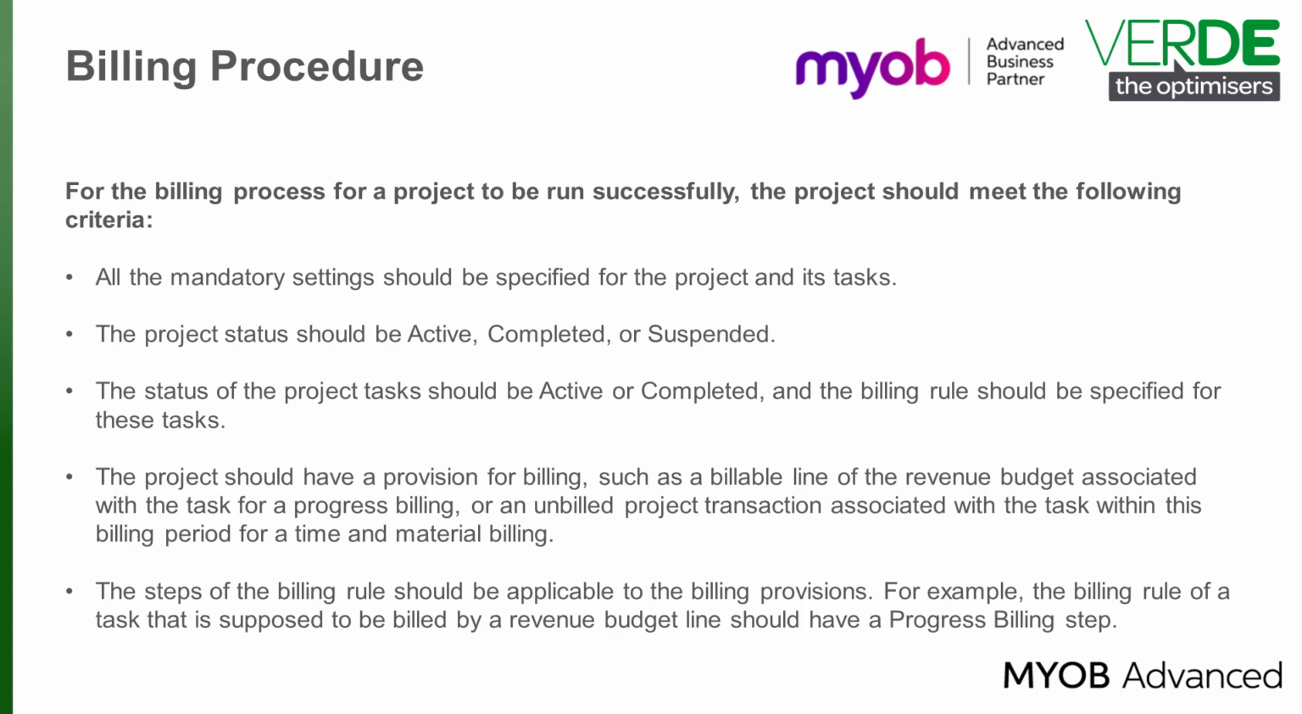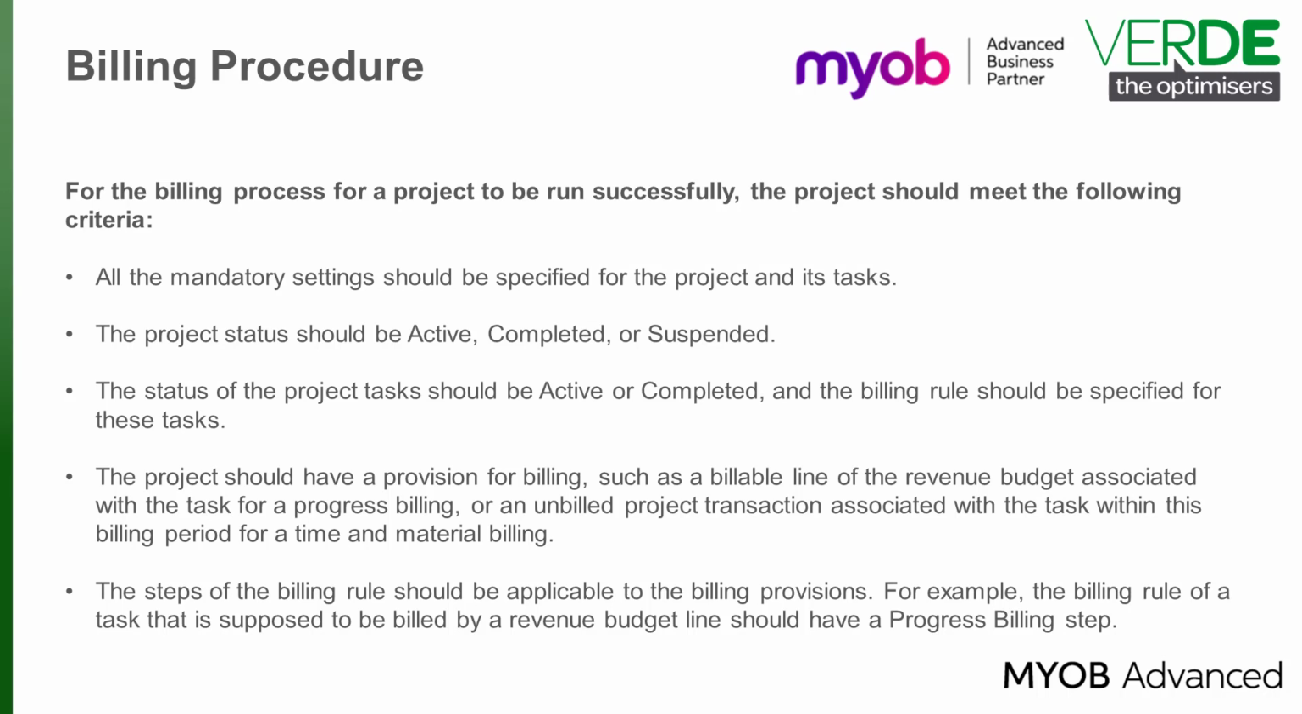For the billing process for a project to run successfully, the project should meet the following criteria. All the mandatory settings should be specified for the project and its tasks. The project status should be active, completed, or suspended. The status of the project task should be active or completed, and the billing rule should be specified for those tasks.